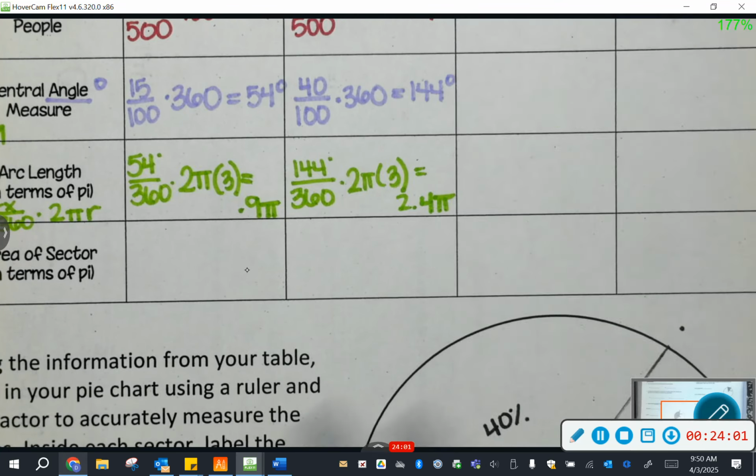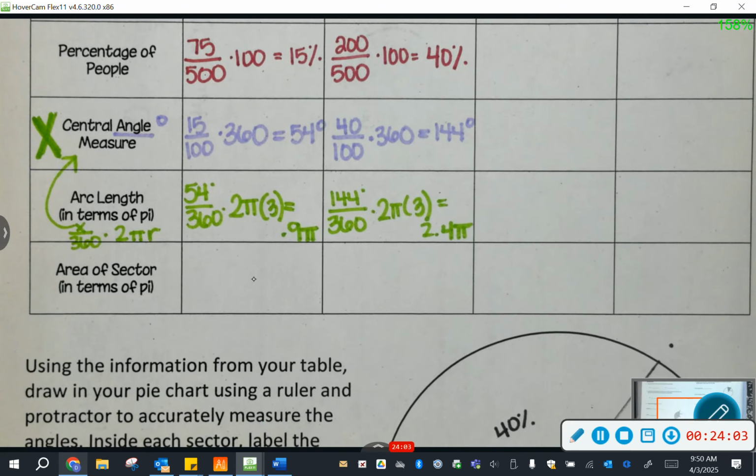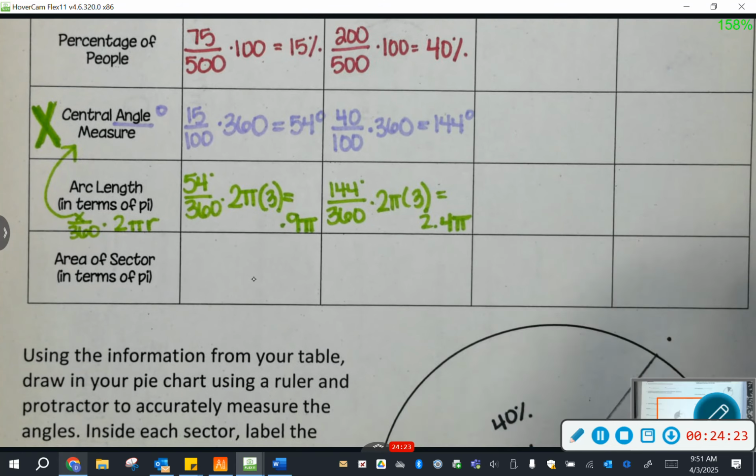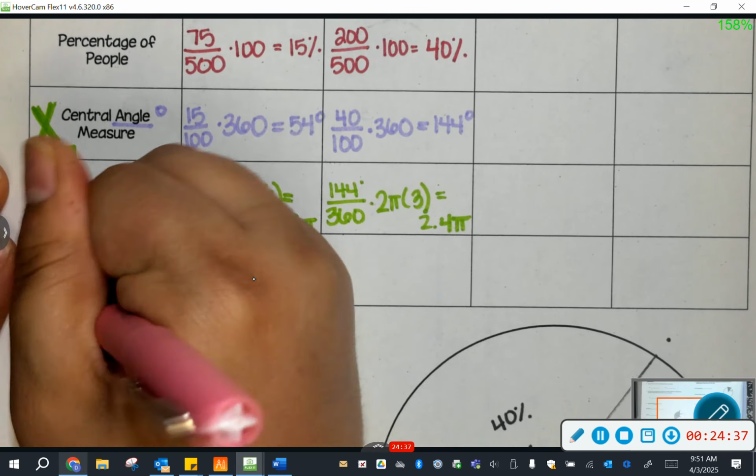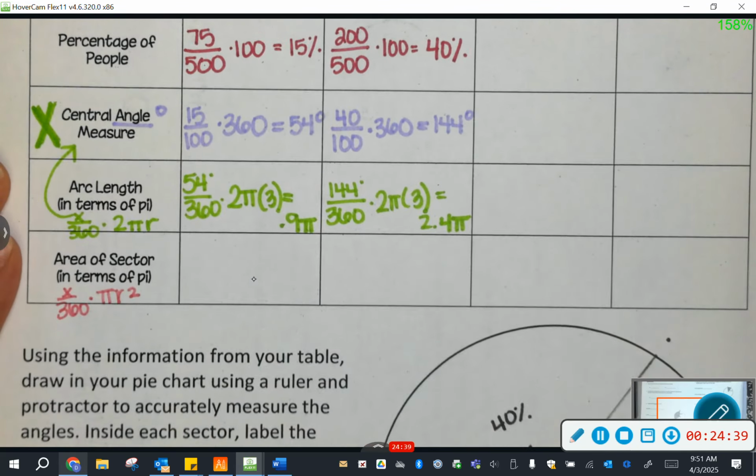What questions can I answer about what we're doing? Is this making sense? Last but not least, the section asks for the area of the sector. How can I find the area of this sector? Say it again. Pi r squared. So I am going to do x over 360 times pi r squared.